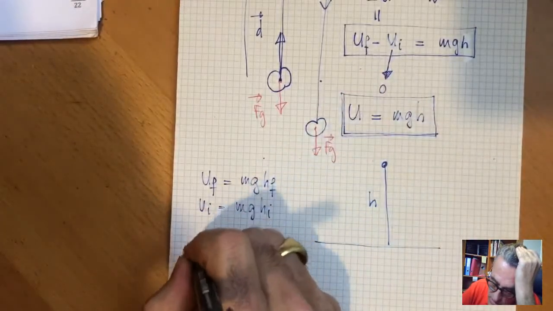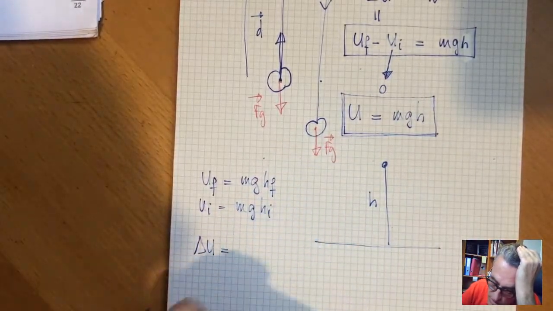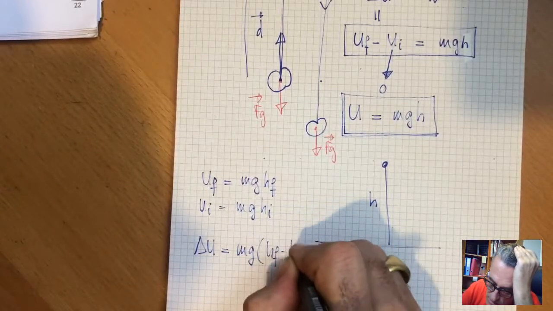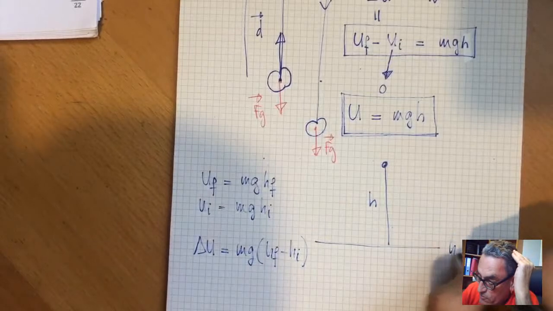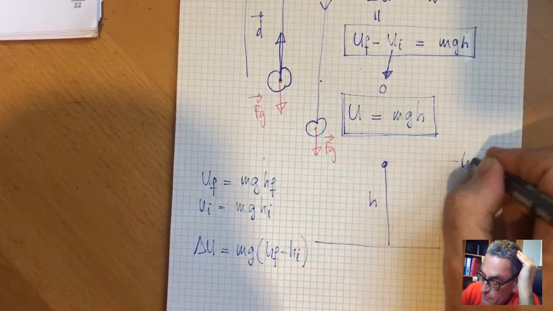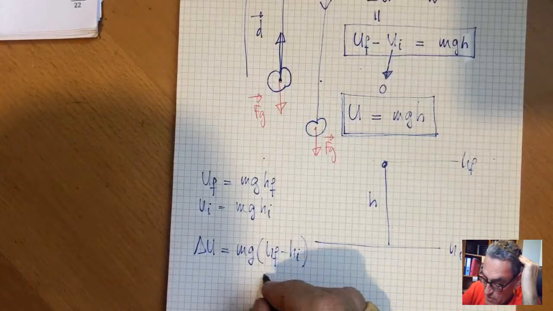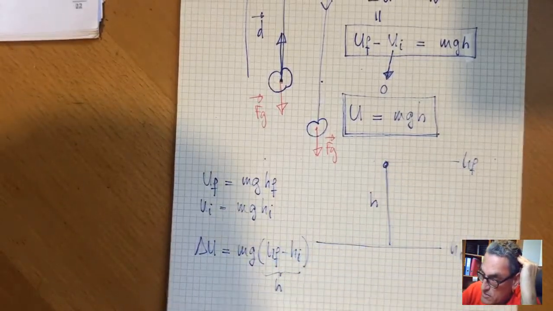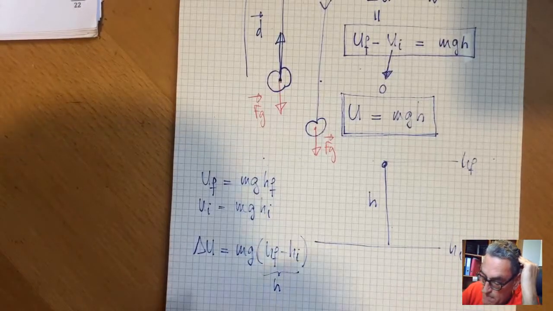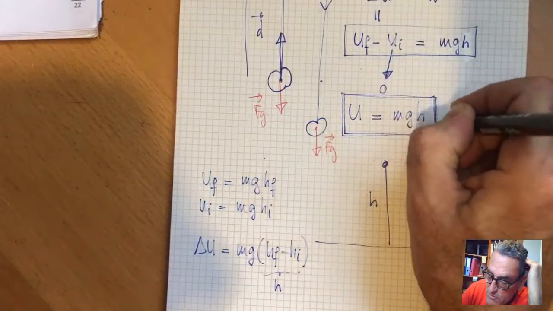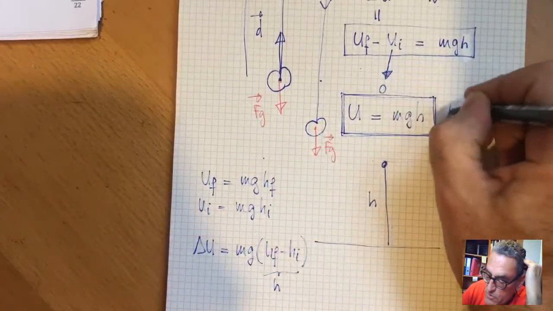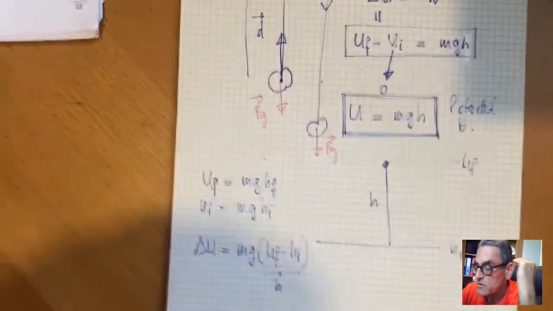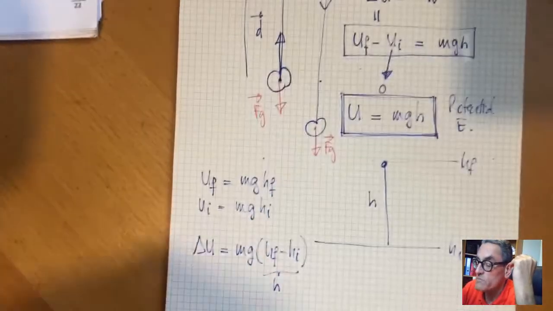Now the delta U, the difference in potential energy, is going to be given by mg times the final height minus the initial height. So if you have defined the initial height here and the final height here, you see that this difference is just h, the distance from the floor. Please remember this definition of potential energy. Potential energy in the Earth's gravitational field is given by that.